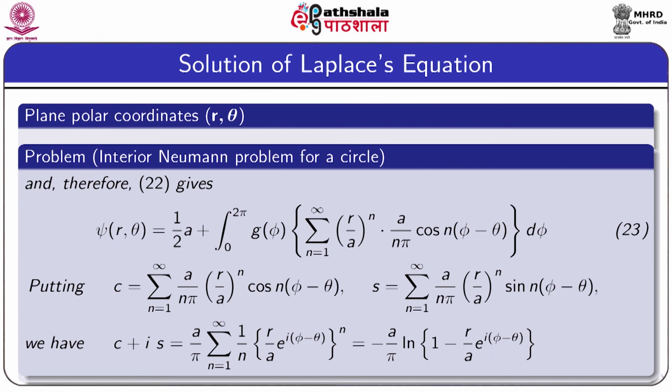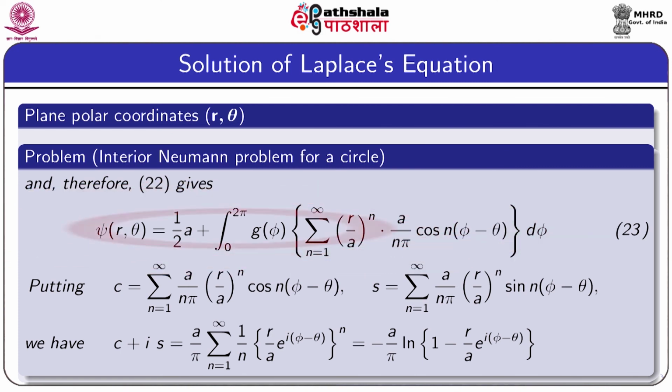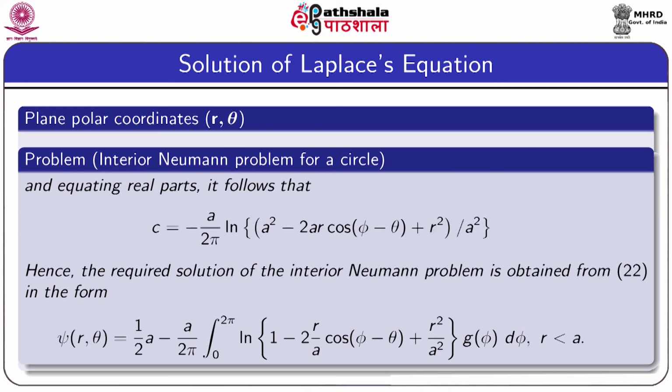Therefore, the solution becomes psi equals half a0 plus integration 0 to 2 pi g phi into the infinite sum of r by a to the power n, a by n pi, cos n phi minus theta d phi. Again we can find the value of this infinite sum using the procedure which we have done in the earlier cases, assuming C as this sum and S as this sum, and then computing C plus iS, we can find the value of the infinite sum. Then equating the real part of the previous expression from both sides, we get the expression for C which is written here.